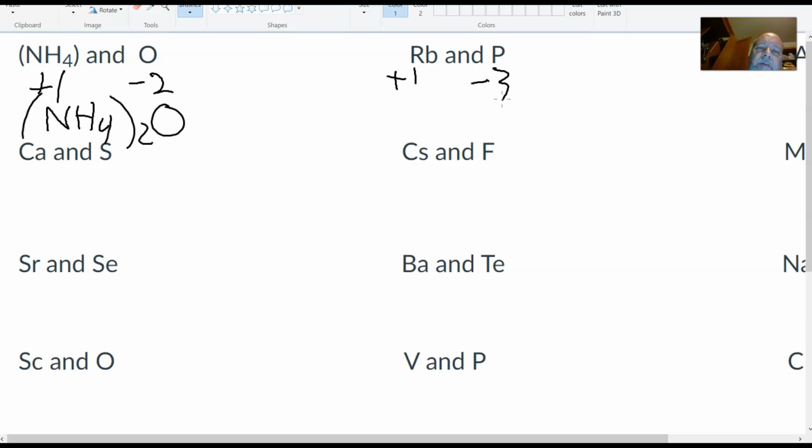And again, this one's fairly simple. I can simply reason that I will need 3 1+ charges to balance one -3. That would give me 3 negative and 3 positive charges, right? So that will be the number of rubidiums that I have: Rb3P. So that's going to be the formula. Okay?